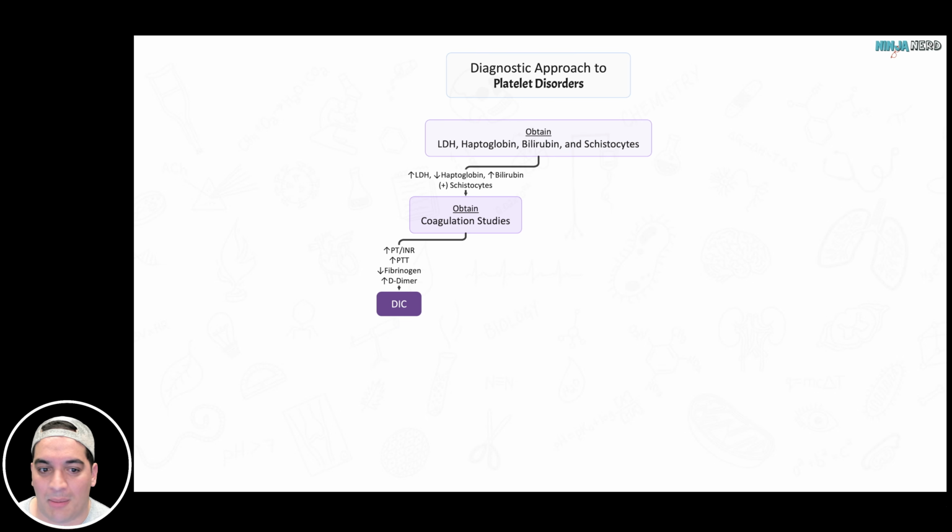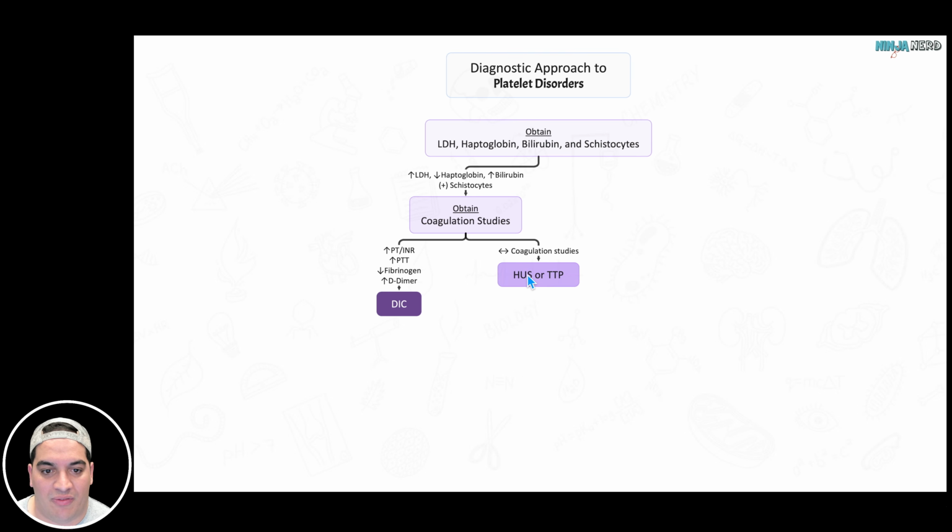DIC. But if I do the coagulation studies and the PT/INR comes back normal, PTT normal, fibrinogen normal, D-dimer normal, what would this make me think? HUS or TTP. How do we really differentiate these? Remember, FAT RN for TTP: fever, anemia, thrombocytopenia, renal failure, and neurological symptoms.